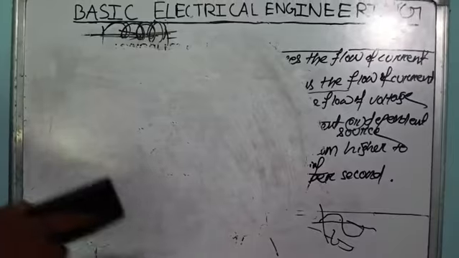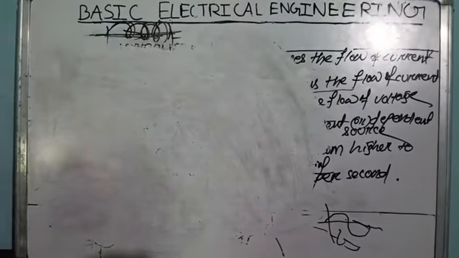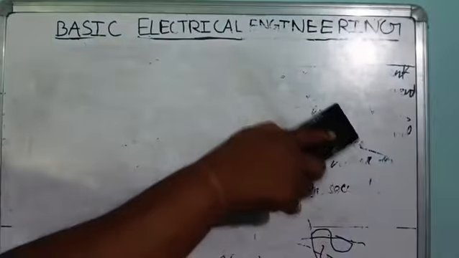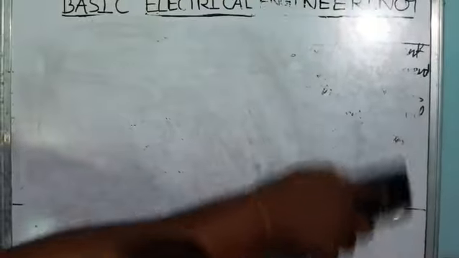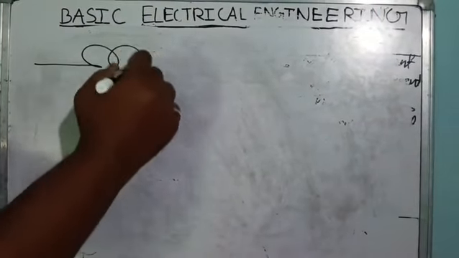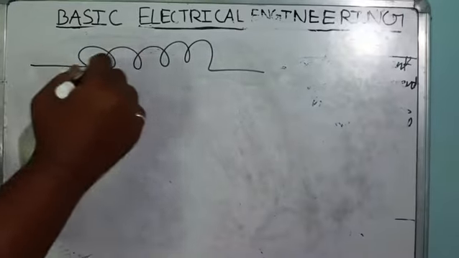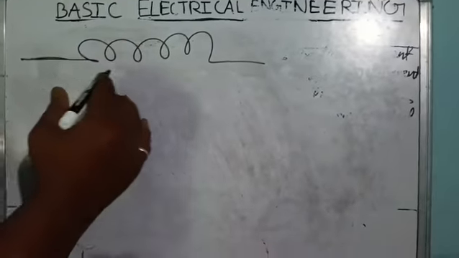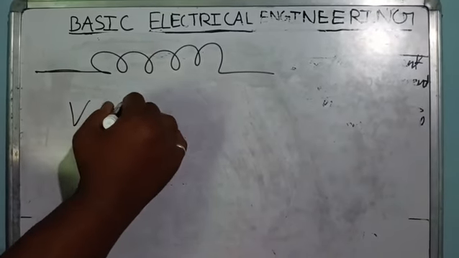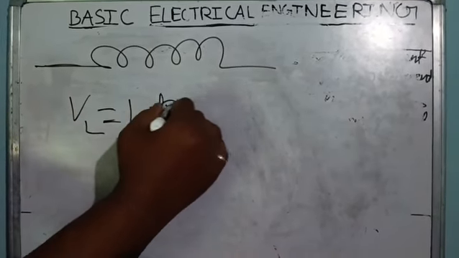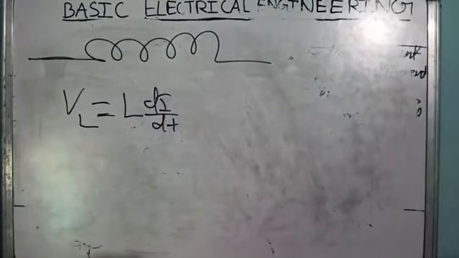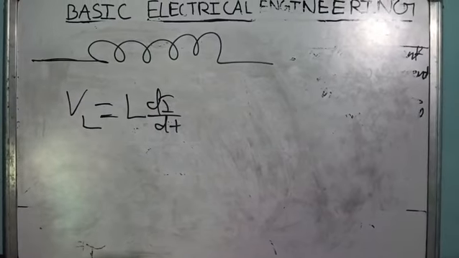Next, the capacitance. There is an interesting thing I am going to explain to you about inductance and capacitance. So this is the inductance of the circuit, and the voltage across this inductance is written as L di by dt. So in this inductance, rate of change of current takes place.